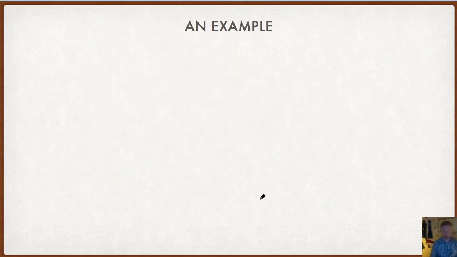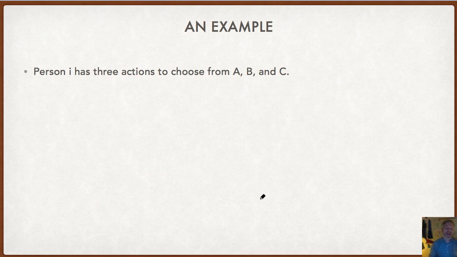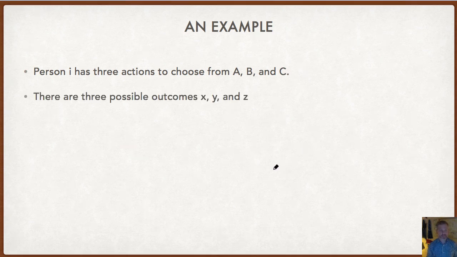So let me give a kind of generic example first, and then we'll do one that's more specific. Person I has 3 actions that they can choose from. They can do action A, action B, or action C. There are 3 possible outcomes in this story. One outcome is that they get X, one outcome is that they get Y, and one outcome is that they get Z.